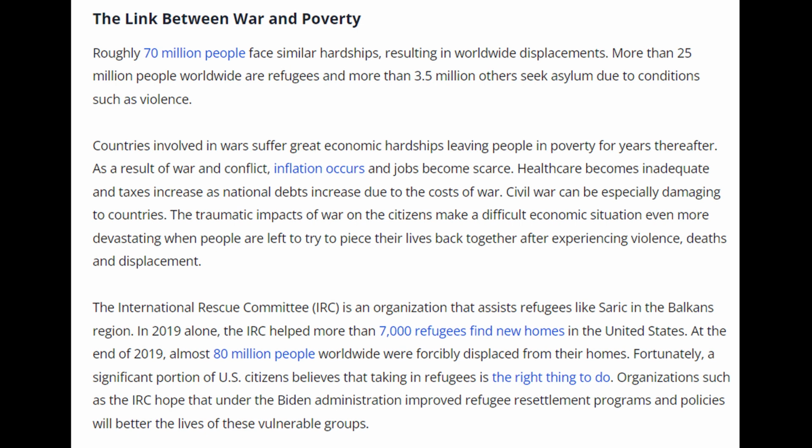involved in wars suffer great economic hardships, leaving people in poverty for years thereafter. As a result of war and conflict, inflation occurs and jobs become scarce. Healthcare becomes inadequate and taxes increase as national debts increase due to the costs of war. Civil war can be especially damaging to countries. The traumatic impacts of war on the citizens make a difficult economic situation even more devastating when people are left to try to piece their lives back together after experiencing violence, deaths, and displacement.